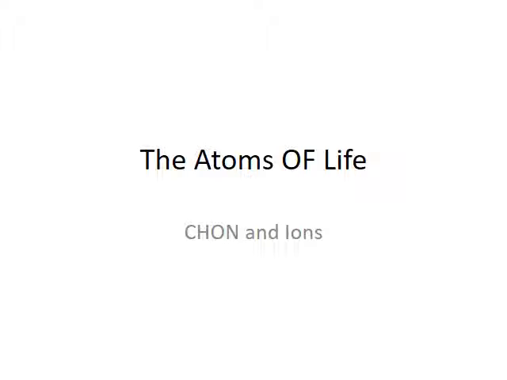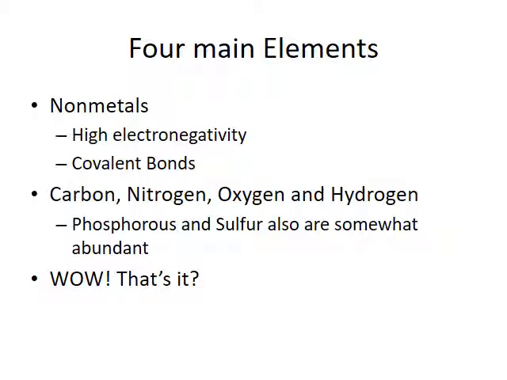Okay, CHON. CHON is carbon, hydrogen, oxygen, and nitrogen. And ions. So let's get into that. All right, there's 4 main elements that we'll be talking about. They're non-metals. They're found in the upper right-hand corner of the periodic table. These tend to have high electronegativities, and we'll go over that more in depth again when we get near lipids. And they have covalent bonds. That means they share valence electrons.